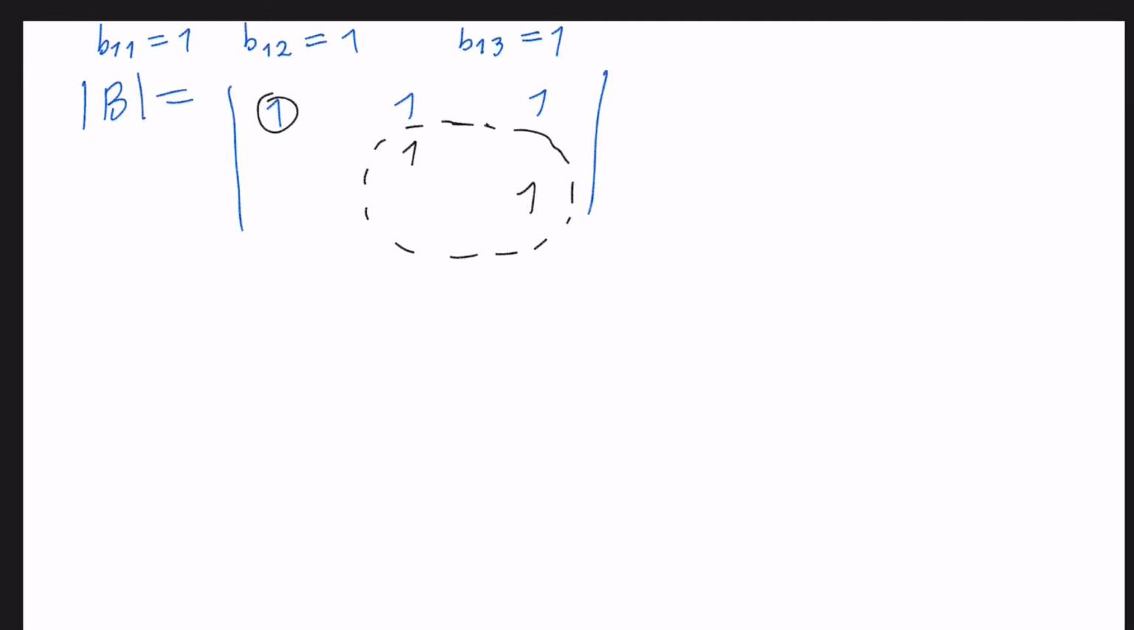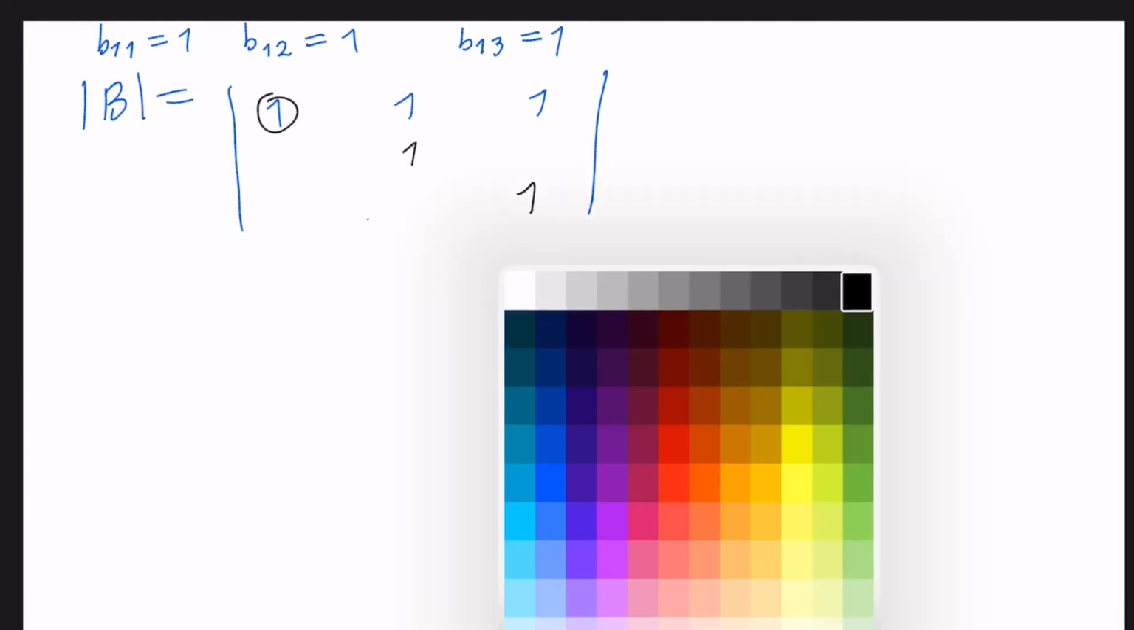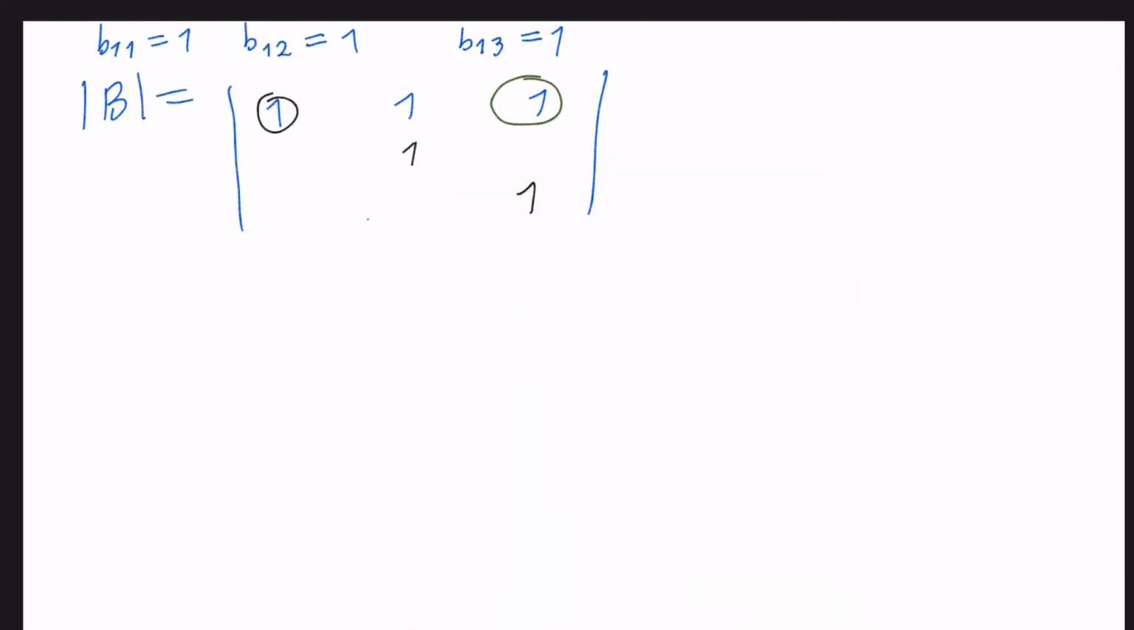We don't know what the other terms in the anti-diagonal part are, but at least we know the diagonal entries must be 1, 1. Now for this term I will use green here. For this one, the same. So at least the diagonal of the minor of this matrix must be 1, 1, as shown here.